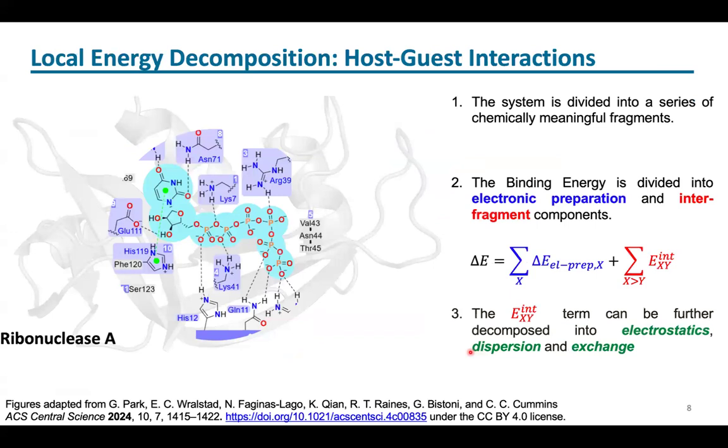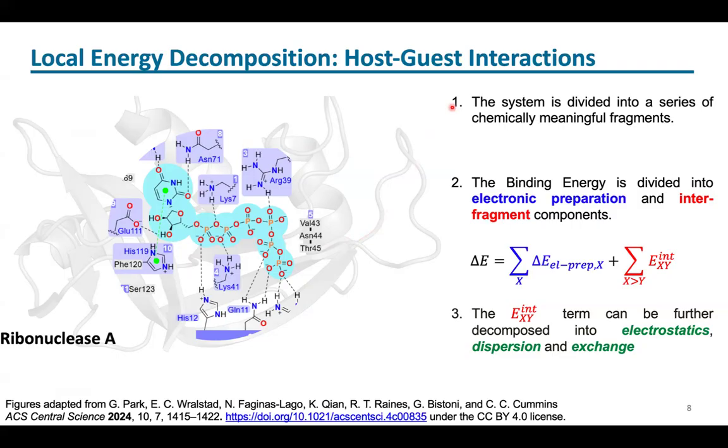To achieve this goal, we realized that we needed tools to assist with both the setup of an LED calculation and the analysis and visualization of the results. To understand what is important, we can consider the interaction of a ligand with an enzyme as a case study. Now, applying the LED method to this kind of host-guest systems involves three main steps.